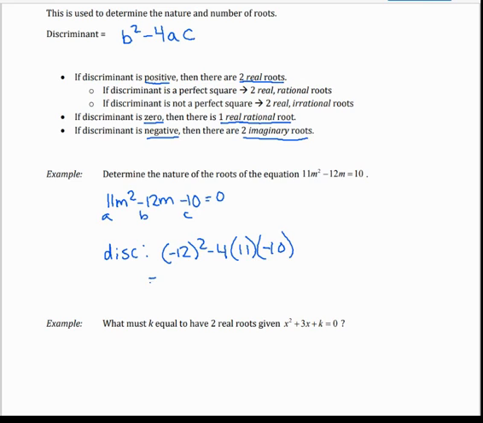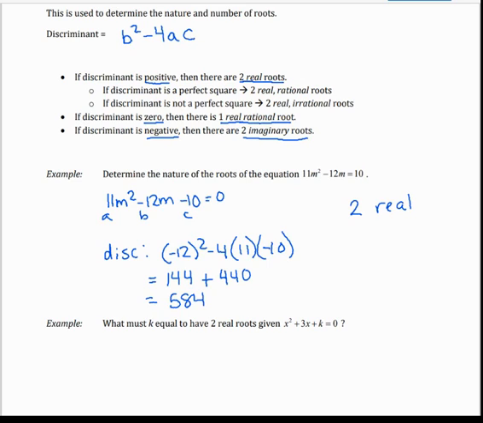We'll simplify that. So that's going to be 144. This will become a plus. And remember, now 4 times 11 times 10 gives me 440. When I add those together, I get 584. So what we need to think about is that number positive? Is it 0 or negative? So since it is positive, I know we're going to have 2 real roots.